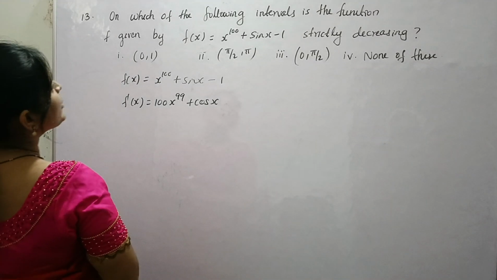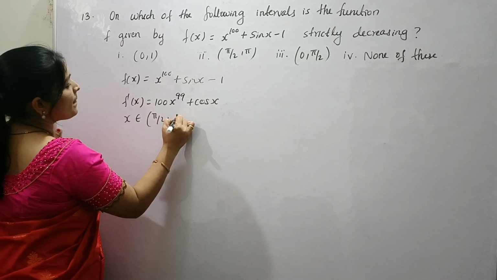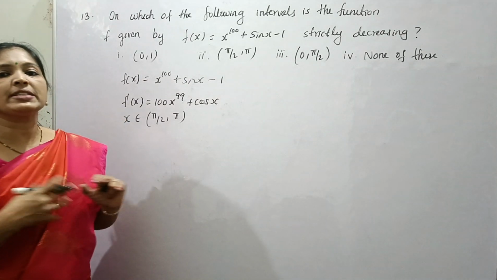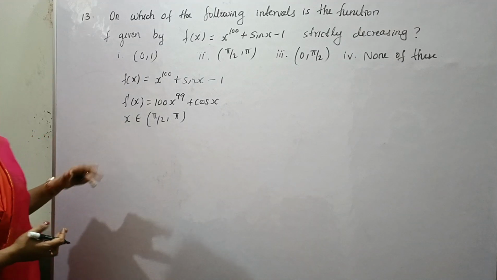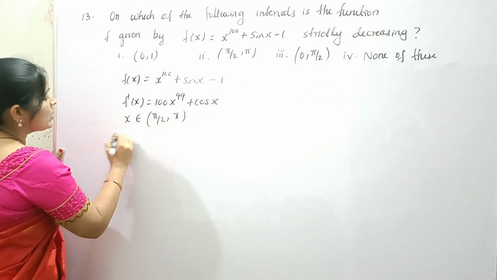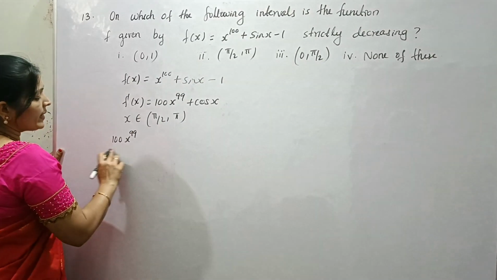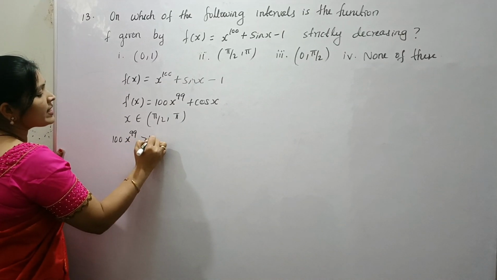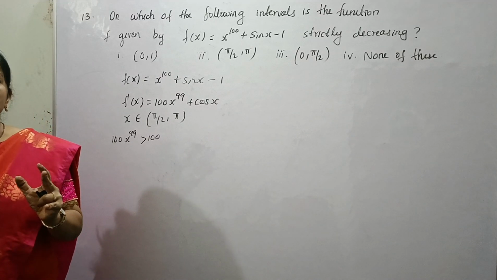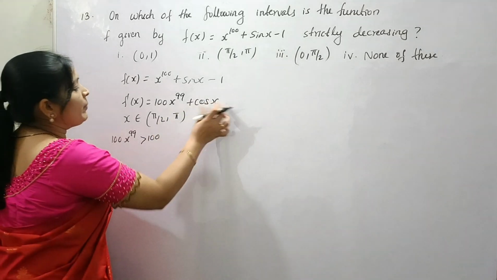Second interval is pi by 2 to pi. Here x belongs to pi by 2 to pi. Here also we have to check whether f dash of x is less than 0 or greater than 0. For that we have to check the two terms one by one. First term is 100 x raised to 99. I can write that 100 x raised to 99 is always greater than 100, that is 100 into a positive number. Then what about cos x?